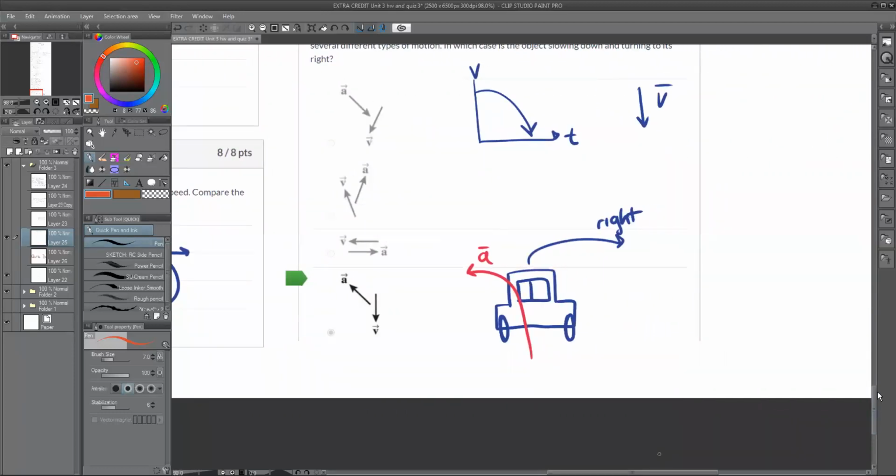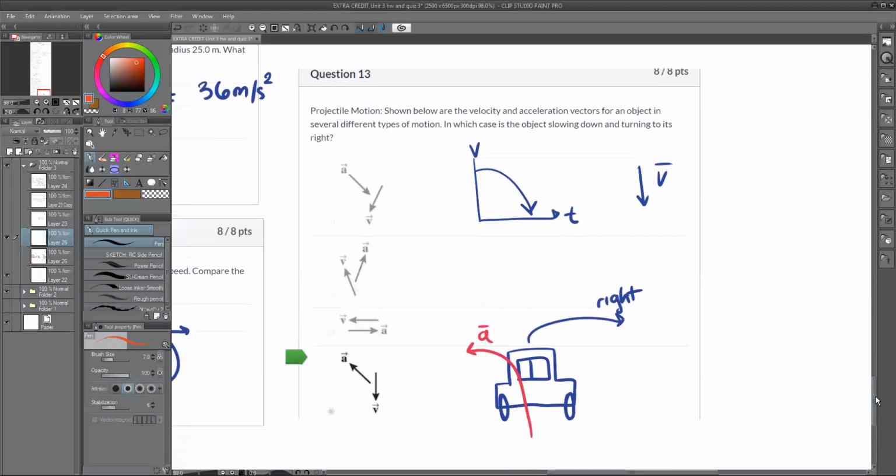This one is a little weird. This one is asking, shown below are the velocity and acceleration vectors for an object in several different kinds of motion. In which case is the object slowing down and turning to its right? So this is sort of a process of elimination question, actually. These arrows are a little hard to read if you don't know what you're looking for. So let's do process of elimination.